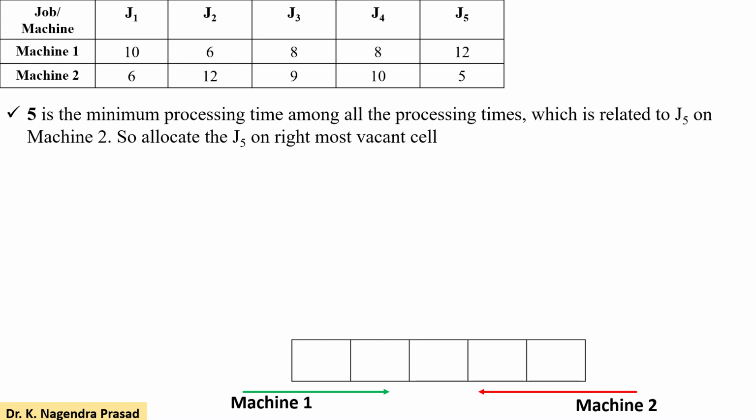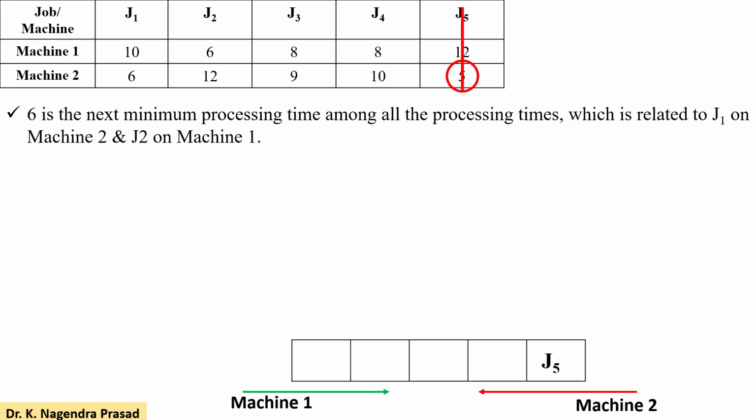So next we have to go for the job sequencing. First we have to observe the processing times for all the jobs. Here the minimum processing time is 5. So 5 is the minimum processing time among all the processing times, which is related to job 5 on machine 2. Then we have to allocate job 5 to the rightmost vacant cell. Then we have to remove job 5 from consideration.